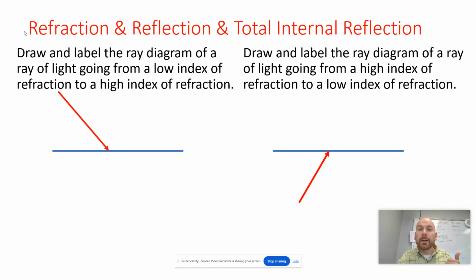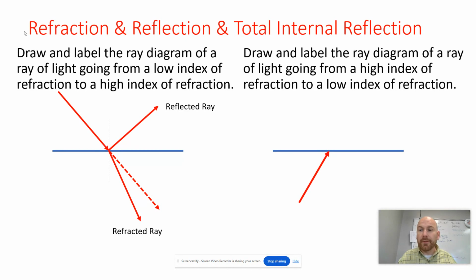First, you draw your normal line. You draw your path of no refraction, no bending, straight on through, and then you say, is it going to bend away or towards the normal line? In this case, it's going to bend towards the normal line. But you also have a reflected ray that obeys the law of reflection.